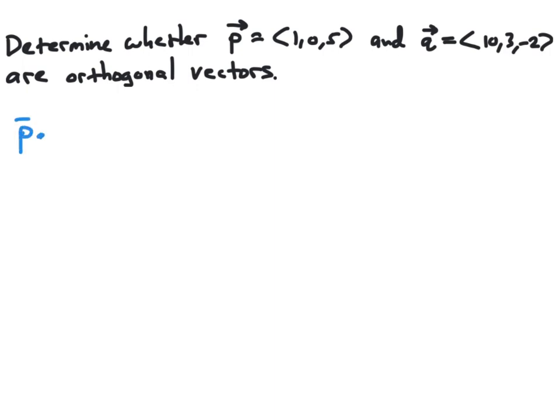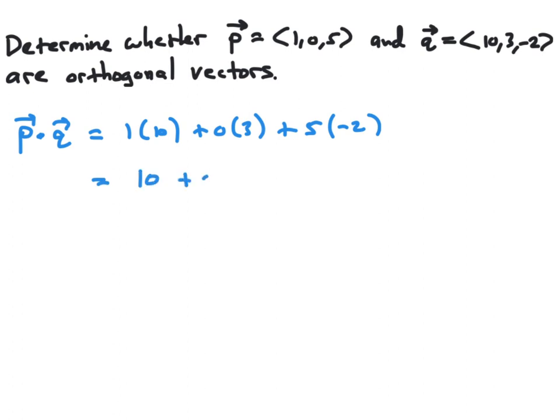So here we go to compute P dot Q. This will be 1 times 10 plus 0 times 3 plus 5 times negative 2. So this would be 10 plus 0 minus 10, which is indeed 0. So our dot product of P and Q is equal to 0, and therefore we know that these vectors are orthogonal.